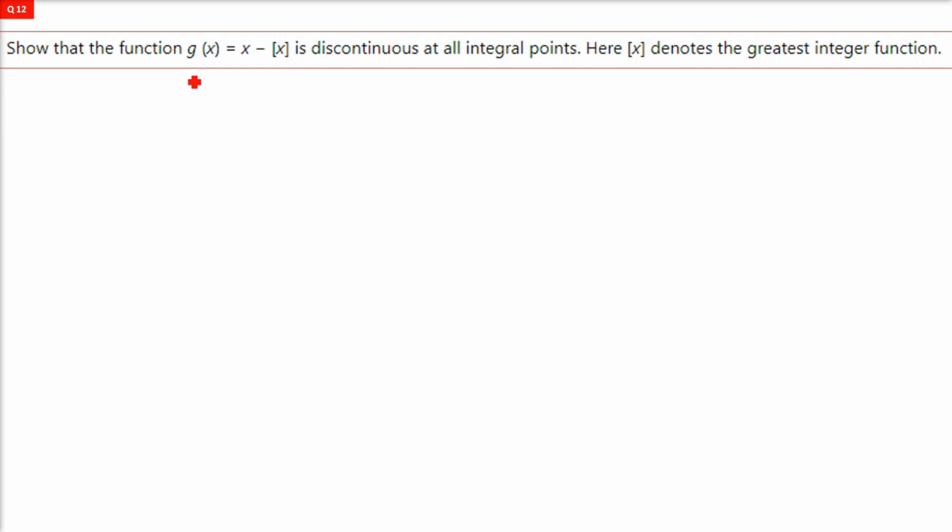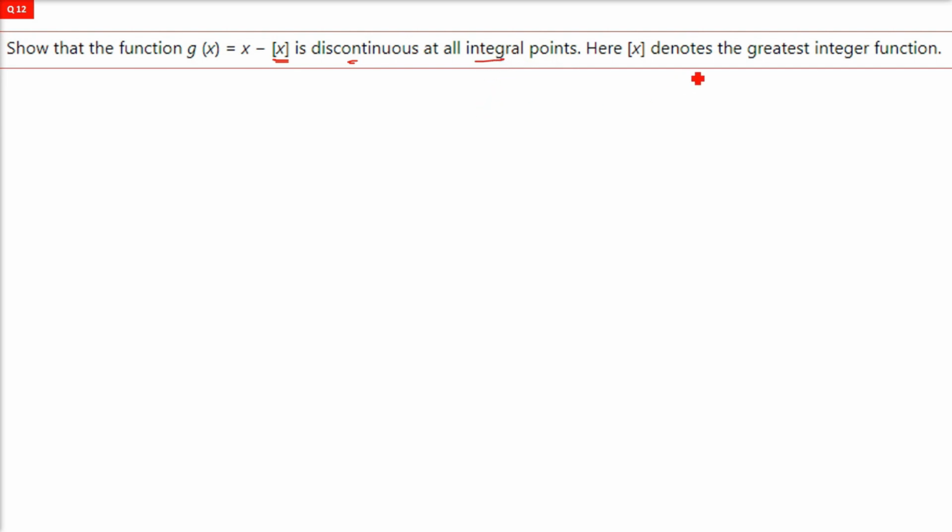Show that the function g(x) equals x minus [x], where this is GIF, greatest integer function. So I'll call it GIF. So this is continuous at all integral points. We have to show it is discontinuous. This you can say square bracket of x is GIF, greatest integer function.